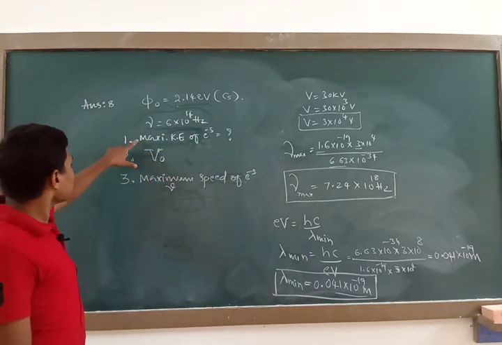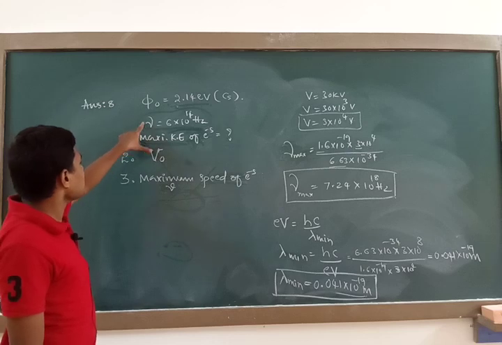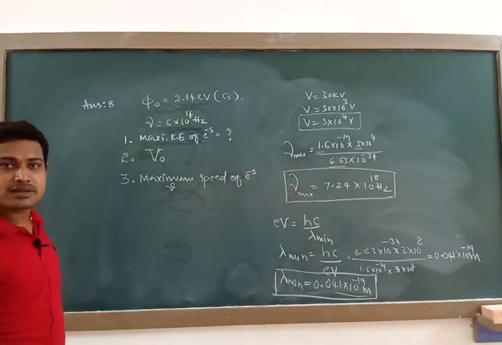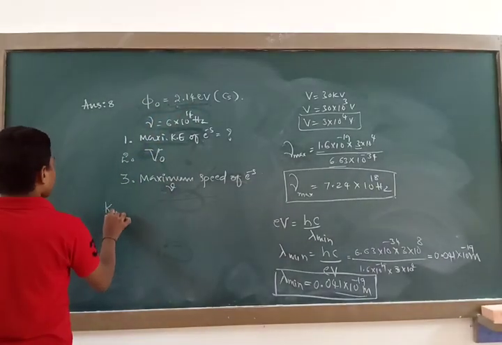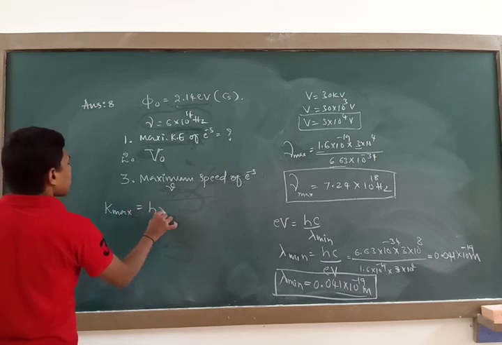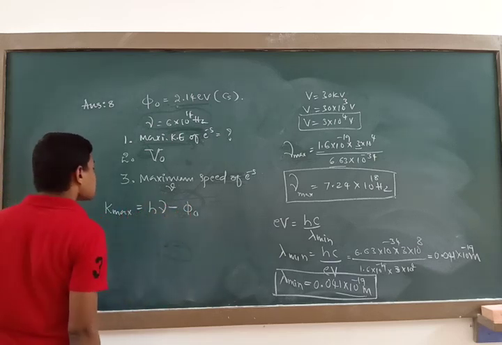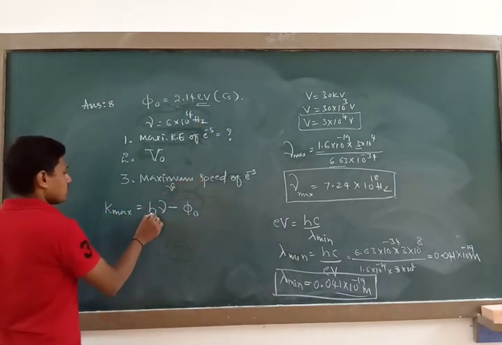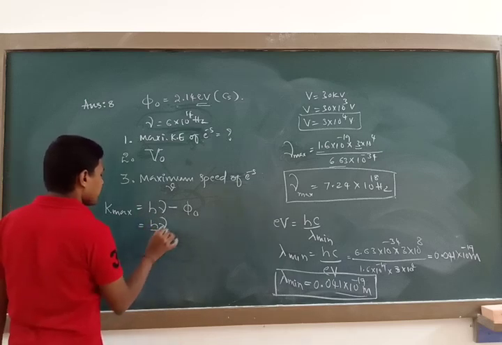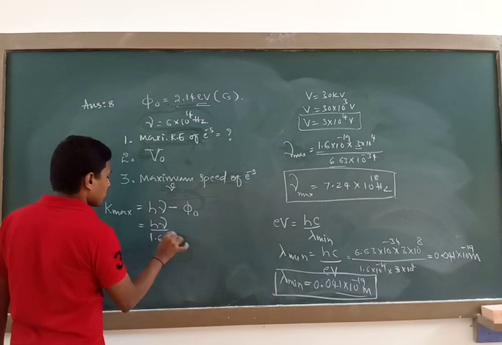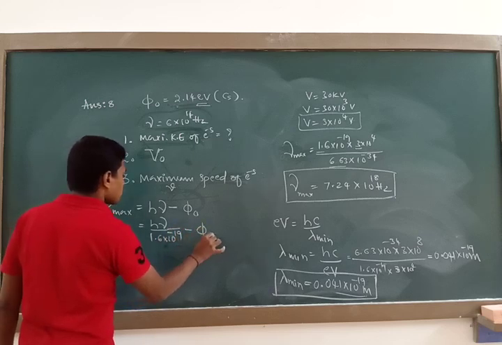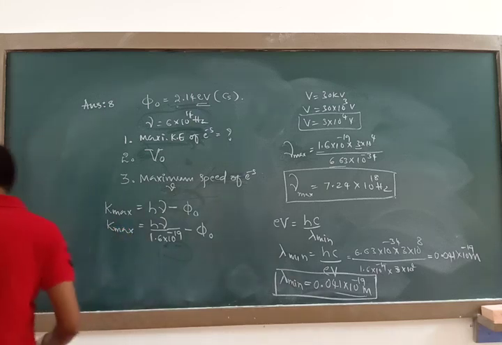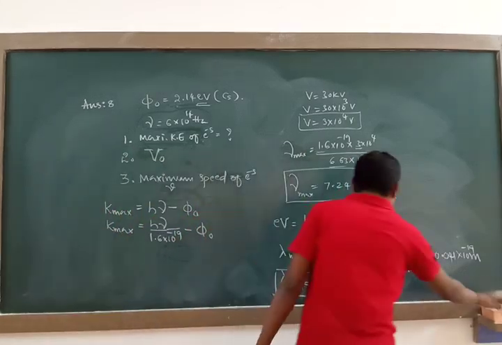Now tell me, which equation connects kinetic energy with h nu as well as h nu naught? Obviously, Einstein's photoelectric equation. Very good. So K max is equal to h nu minus phi naught. Please note the phi naught value is not in joule, it is in electron volt. So obviously this h nu should be divided by 1.6 into 10 power minus 19 joule to convert the value into electron volt. Therefore K max is equal to h nu minus phi naught. I will erase that side and now proceed.